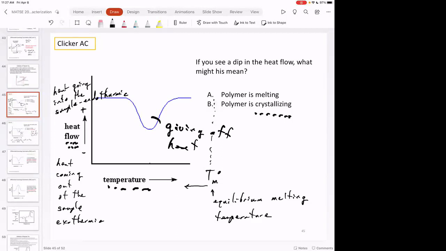Now doing that, you freeze in a lot of free volume, right? So if you quench a polymer, you can get significant physical aging. It's hard to measure the TG under those conditions. There's other things that happen when you quench, but you can definitely prevent crystallization. Good questions. Anything else? All right.